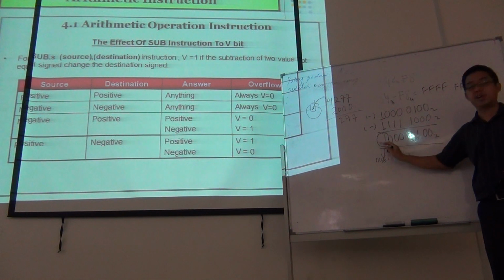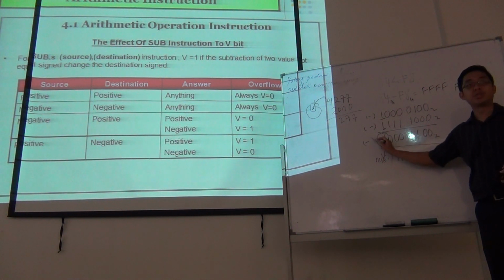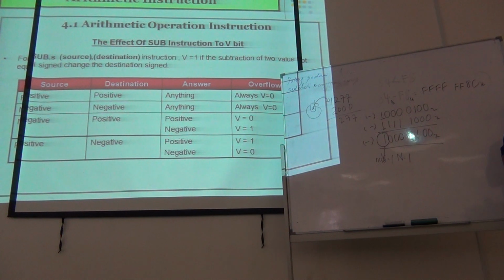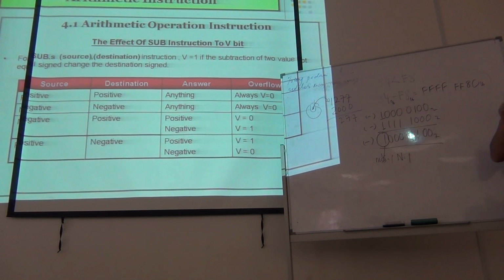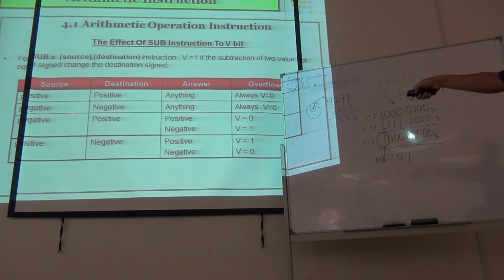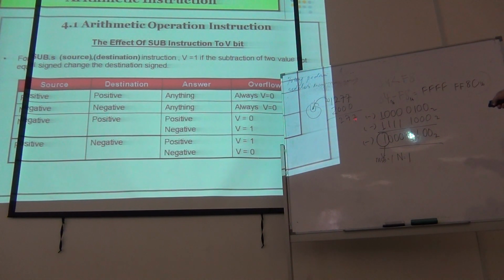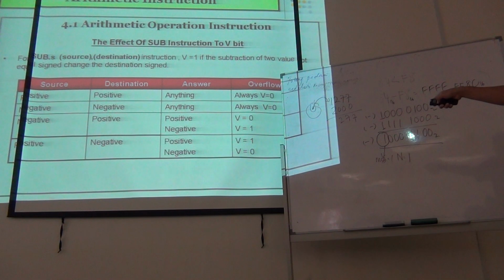And the result is also a negative sign. So look at the table there. When you have this, what will your overflow result be? Your source is negative sign, your destination is negative sign, and your result is negative also. Here, anything positive or negative, your V will be equivalent to 0. So you have to refer to the table.